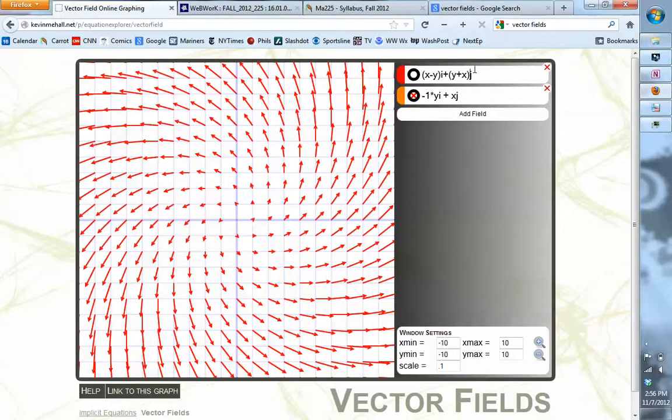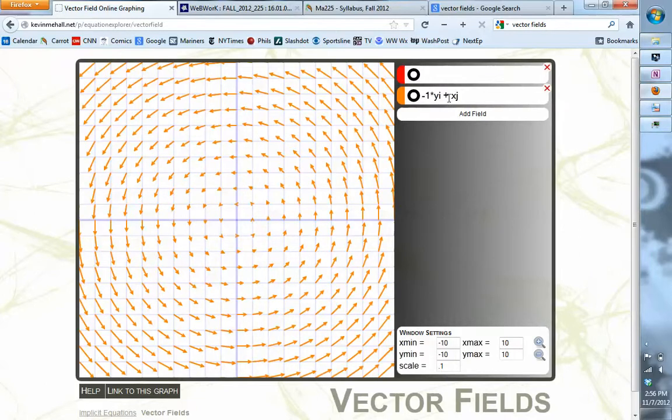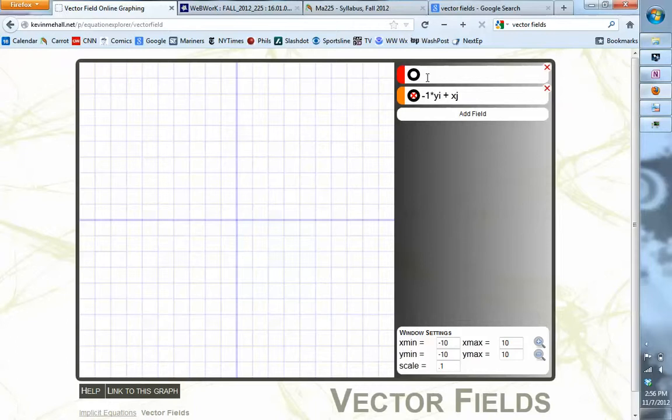Okay. What I want to do now is talk about these vector fields. They're pretty and all that sort of stuff, but how are they useful to you guys, especially you physics types and so forth. Let me put one in here that might be of interest to you.